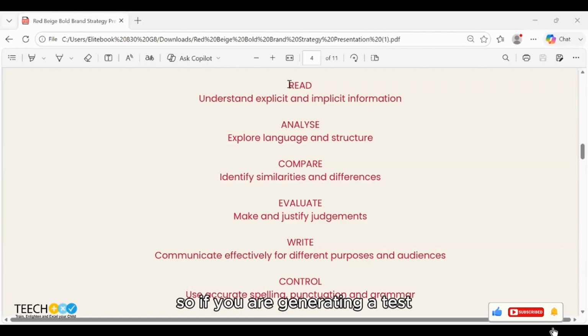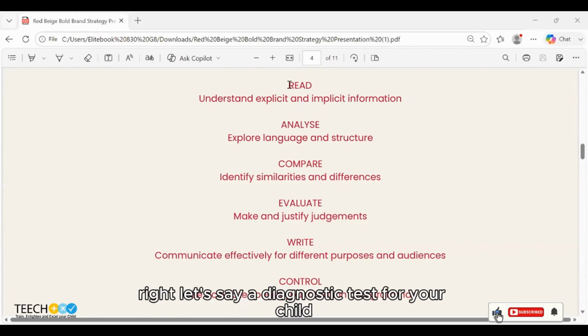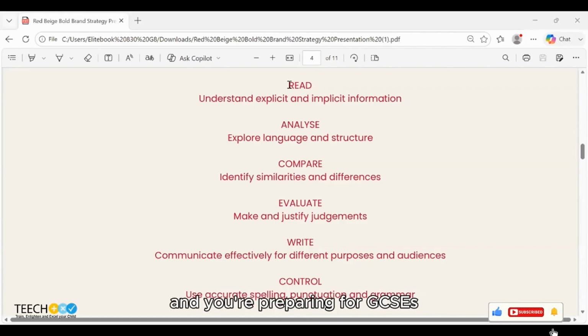So if you are generating a test, let's say a diagnostic test for your child, or for the child that you're taking in, who is preparing for GCSE, you should have this as one of the objectives that your test is going to test. Then analyze, that's the next skill.